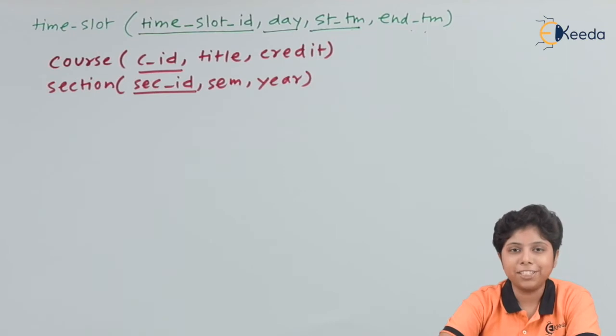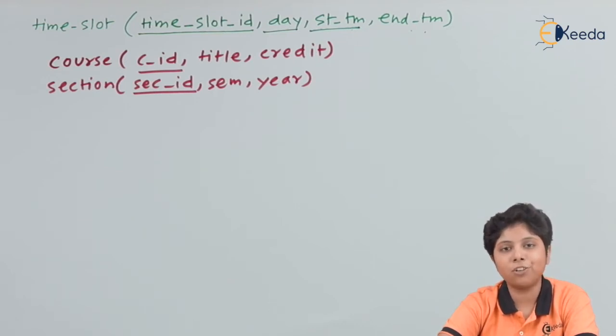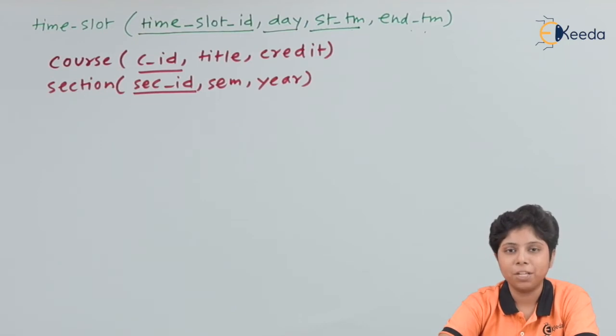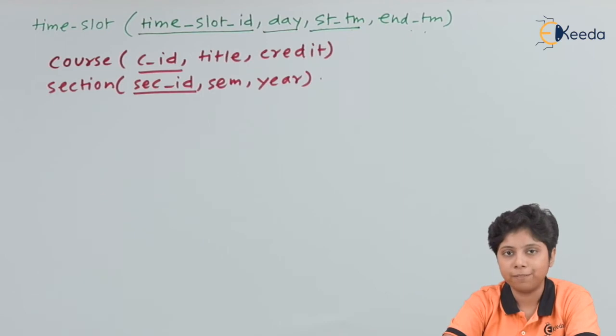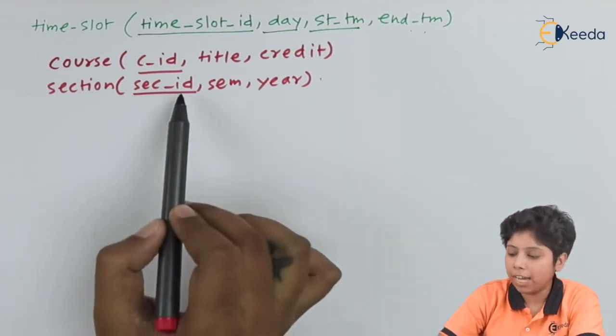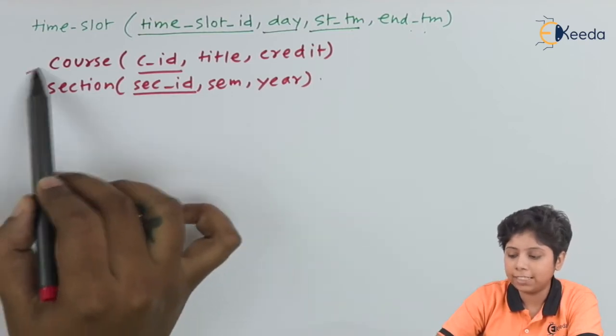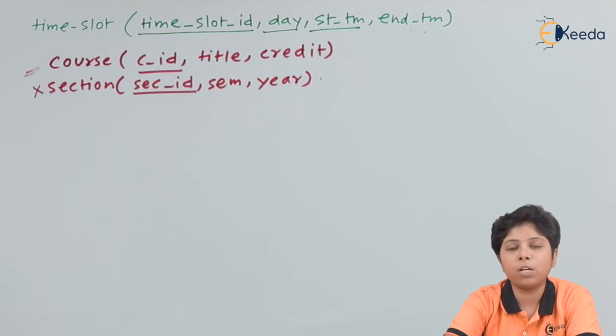Now, the section is entirely dependent on the course. When we are talking about a section, that means there must be some course that has that section. So the existence of the relation section is dependent on course. We cannot have any section if there is no corresponding course for it. So even if it has a primary key section ID, we can say that a section cannot exist if there is no course related to it. So it becomes a weak relation.